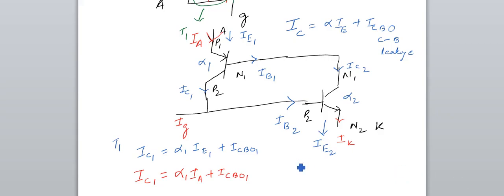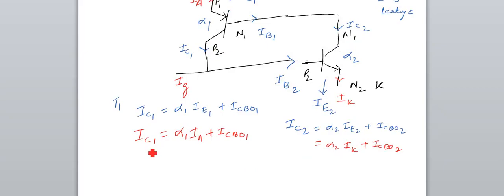Next, the same equation I can write for T2: IC2 is equal to alpha 2 IE2 plus ICBO2. Here IE2 is nothing but your cathode current, so I can write it as alpha 2 IK plus ICBO2.